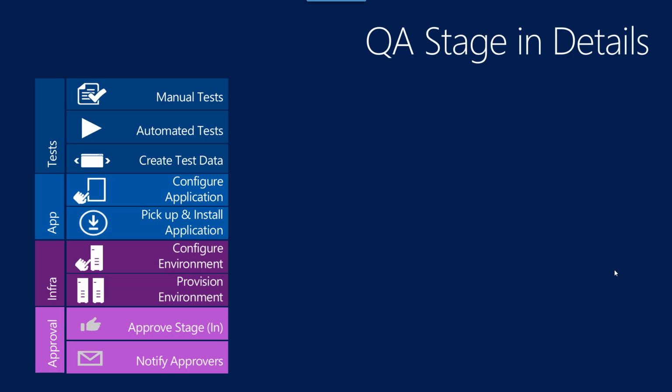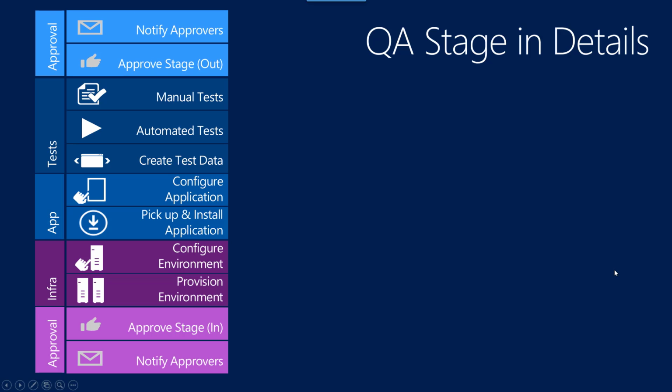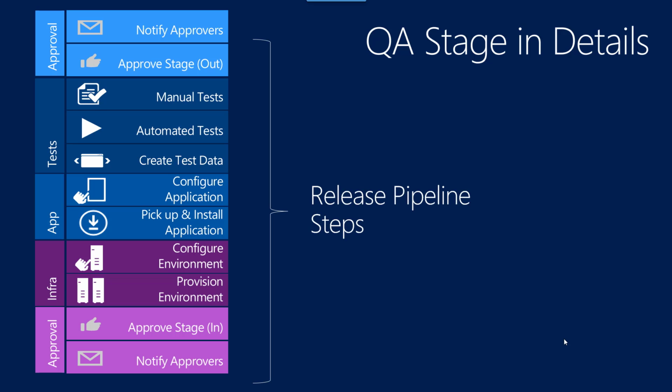Once this passes, it means that the environment is ready for manual test. Then the QA go and start running the manual test. Once they approve the manual test and everything is fine, they sign off the stage, which means that the application has passed all the tests. And this sign off will trigger the notification for the next stage approval, of course, usually by email. So this is the release pipeline steps.